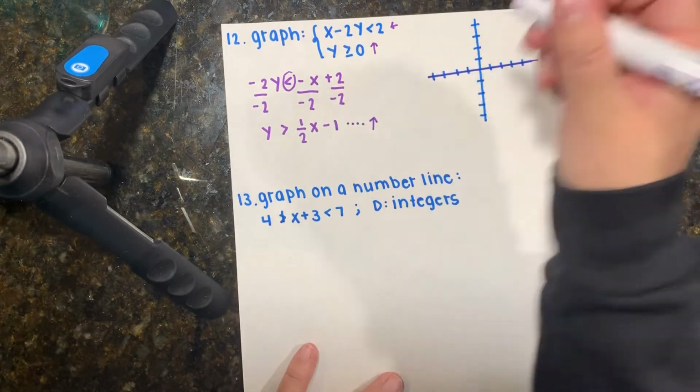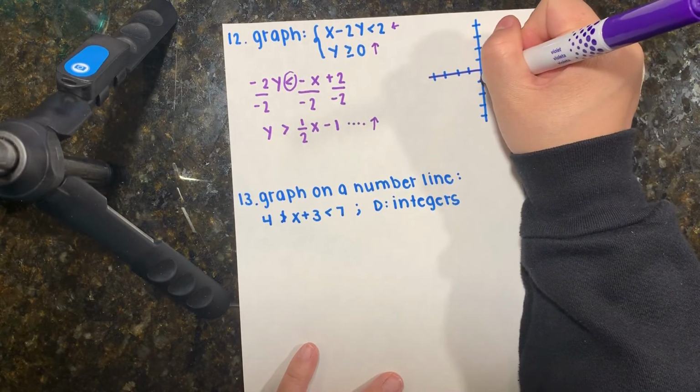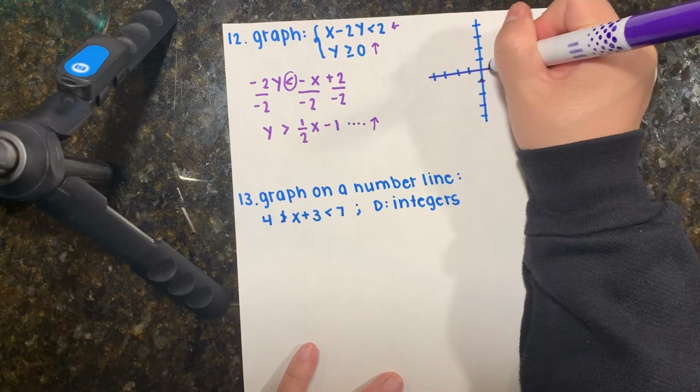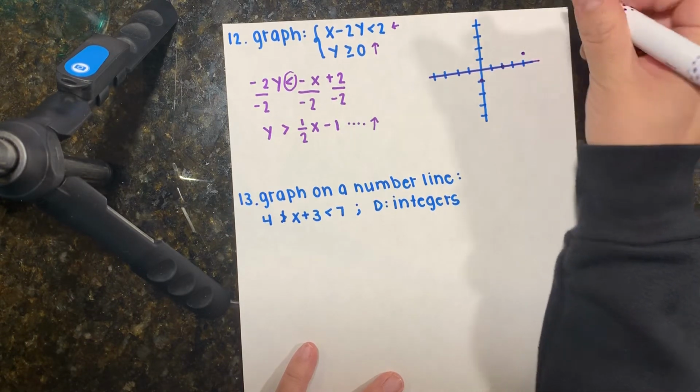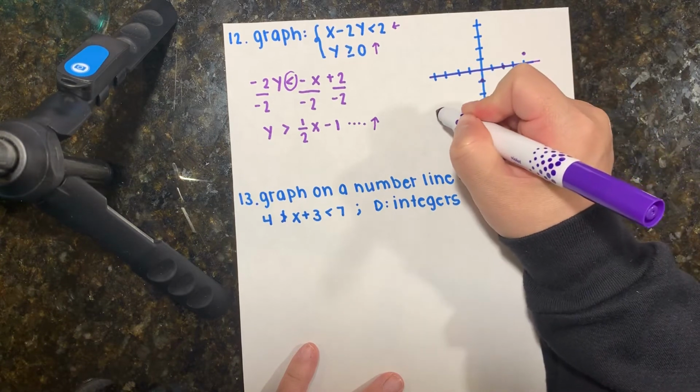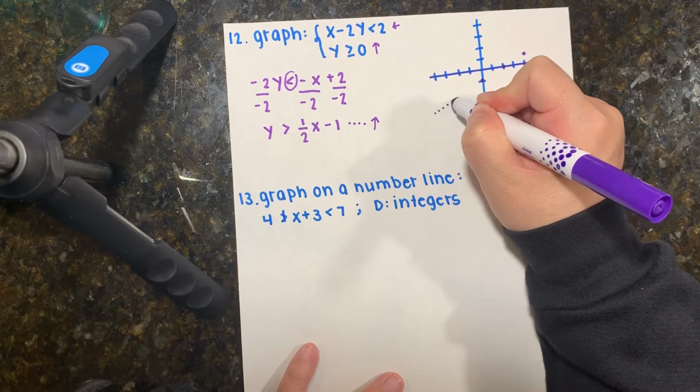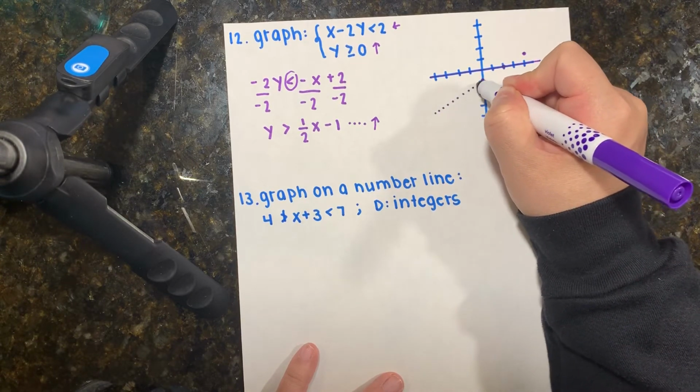And then I need to graph the second line, so -1, and then the graph would be up 1 over 2, up 1 over 2, and this one's a dotted line. So I'm gonna dot that line.